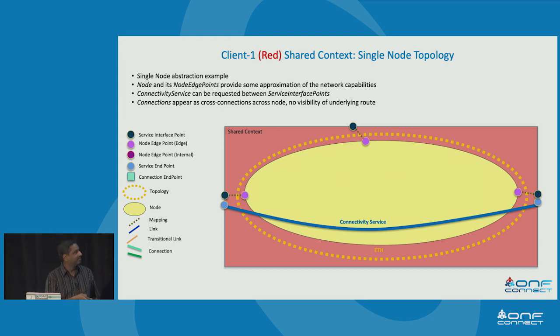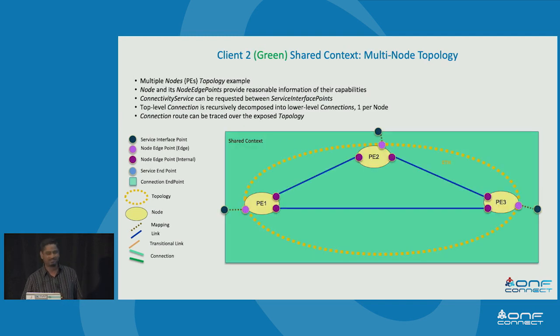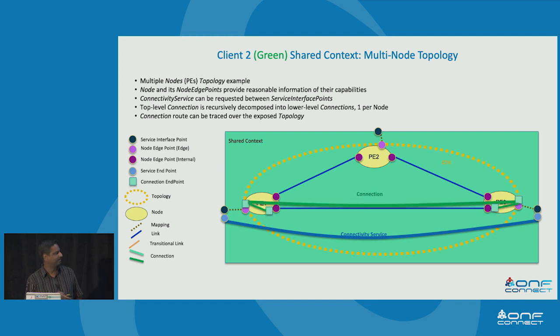Now, let's go to a little bit more complicated topology, the green topology, where that client has not a single node view, but a three node view of the topology, right? Now, if he requests a connectivity service between these endpoints, he gets not only the big connection, but also what we call the connections contained by nodes. So in some ways, he not only knows there is a connection with these characteristics, but he also knows the route of the connection through the topology. Okay, and this is a very simple example which I'll build on top of.